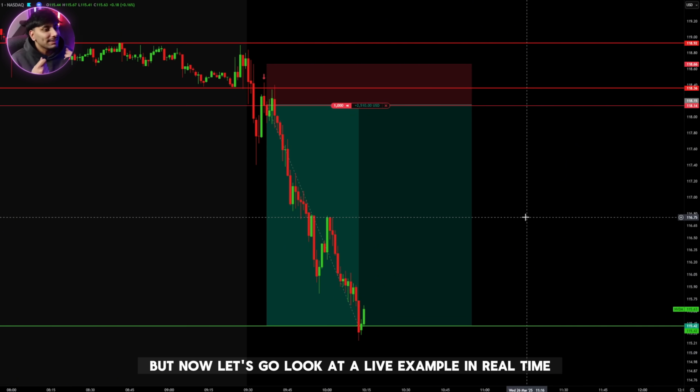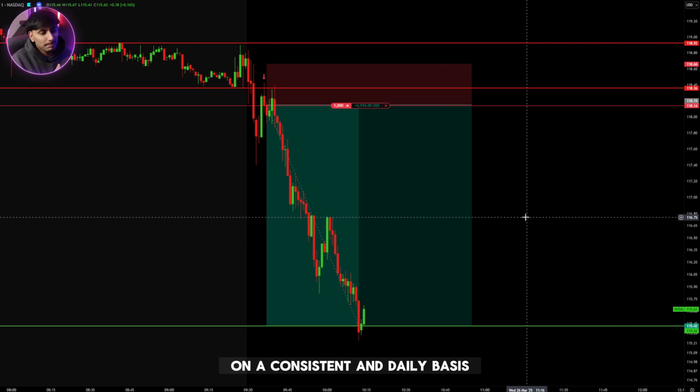Now, I hope this trade gave you a little bit more context on how to get sniper entries, but now let's go look at a live example in real time on how I actually execute these sniper trades on a consistent and daily basis. And then at the end of the video, we'll go back to those 2 trades that I showed you in the beginning of the video, and I'll explain which trade was the most high probability entry model.